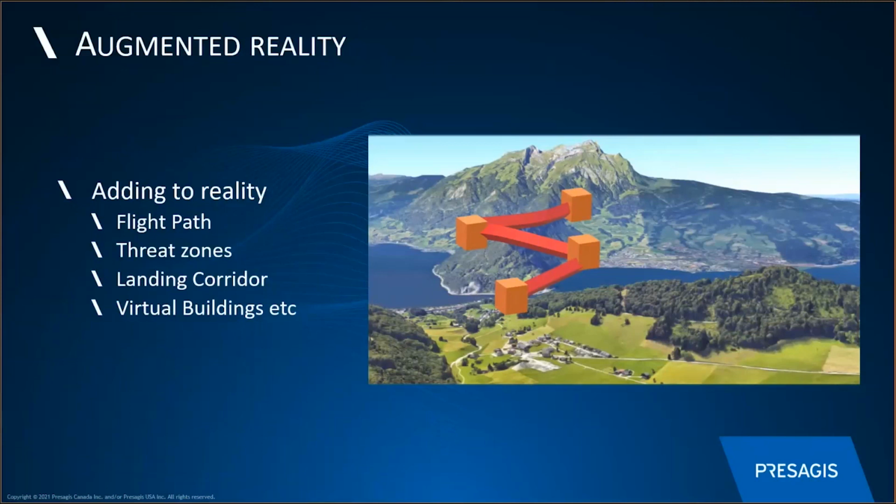So we have to start taking into account a real model of the world. So we need information about the world around us. When we're adding to reality, we might want to also highlight threat zones or special areas, landing corridors, that type of thing in reality. And these are, again, places where we need to take in a full 3D representation of the world into account.